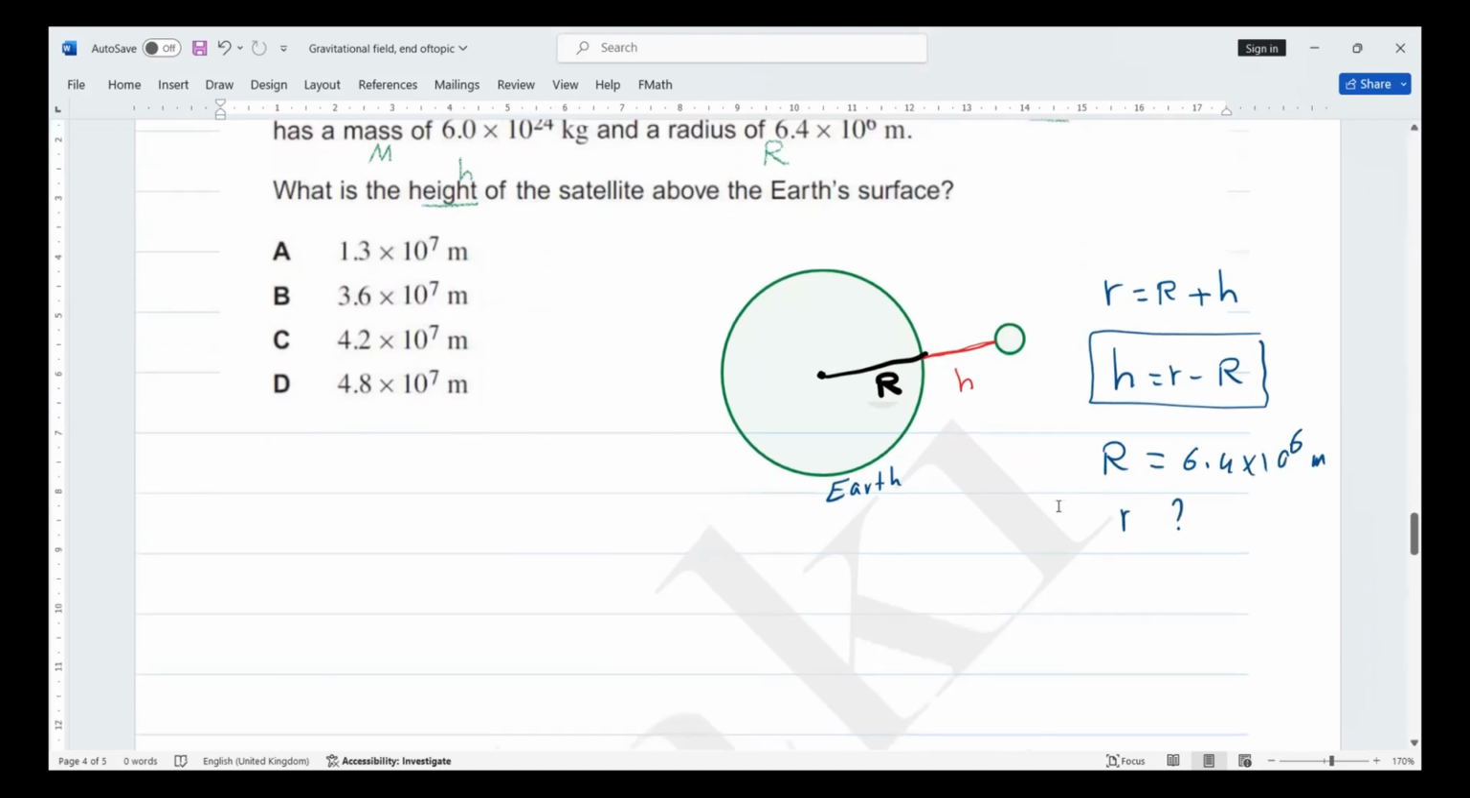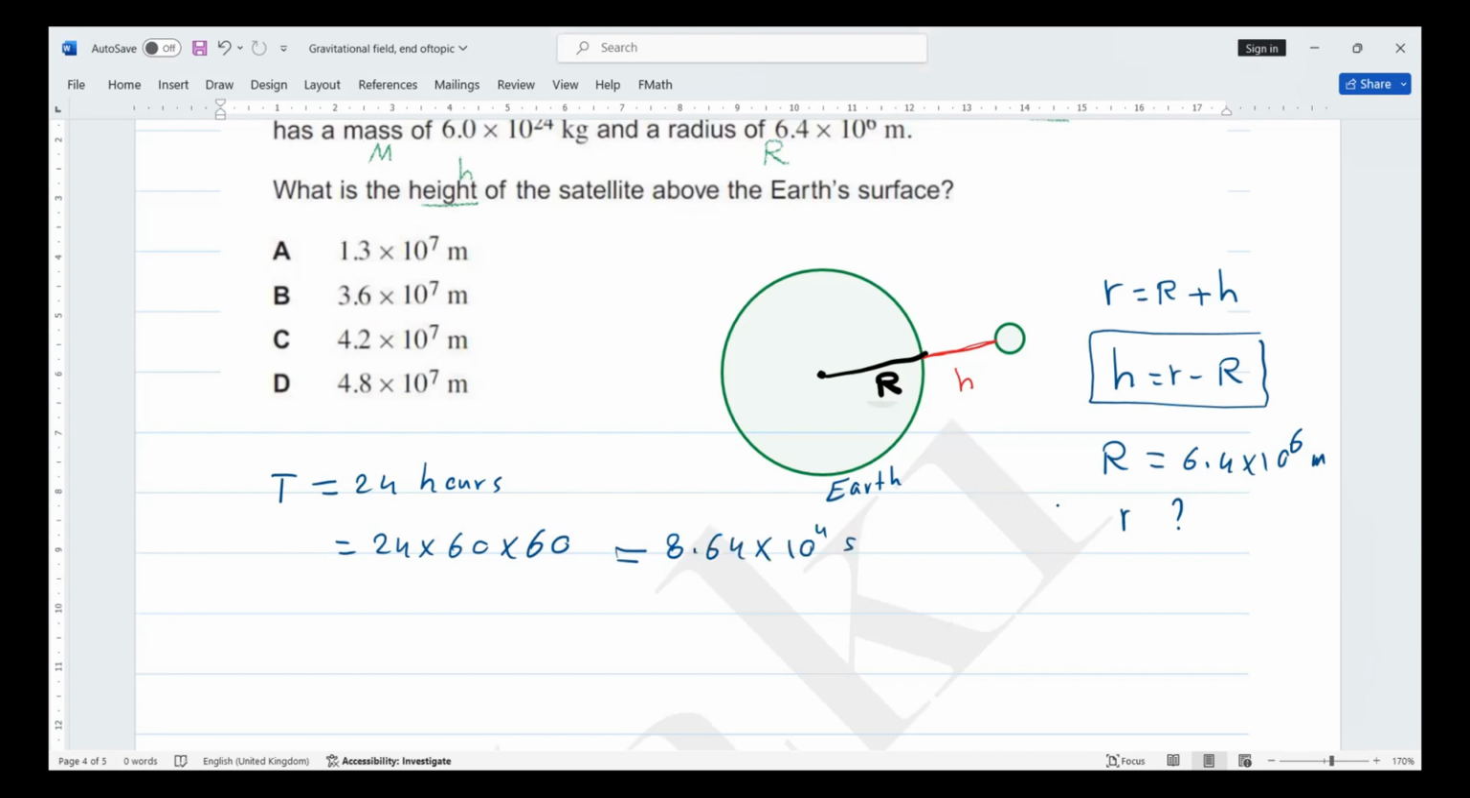Follow me step by step, please. First of all, what is the time period? The time period is 24 hours. We convert to seconds, so it's 24 multiplied by 60 multiplied by 60. Now we find this value by using the calculator, so calculate with me, please: 24 multiplied by 60 multiplied by 60 equals 8.64 multiplied by 10 to the power 4 seconds.